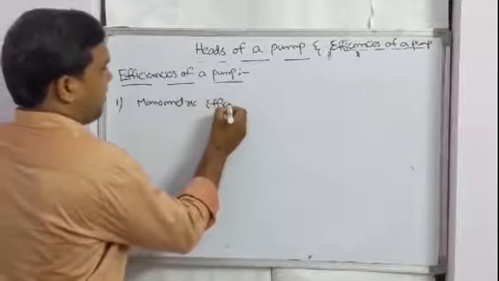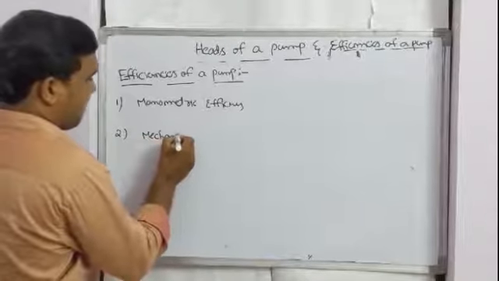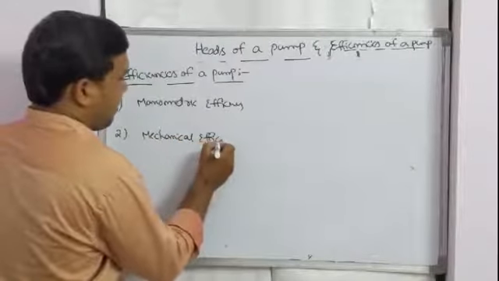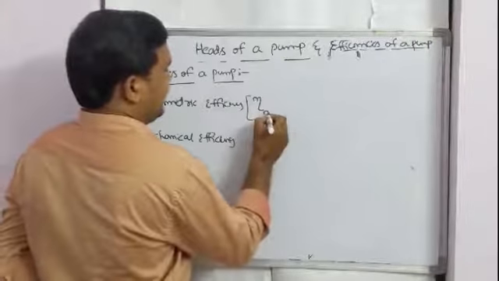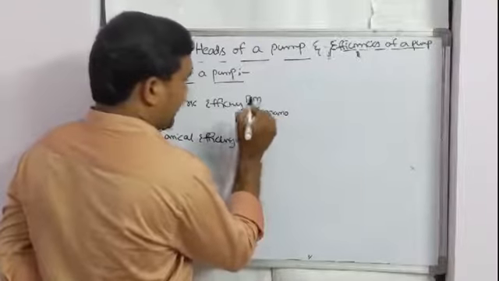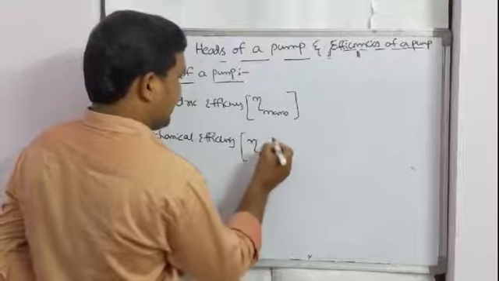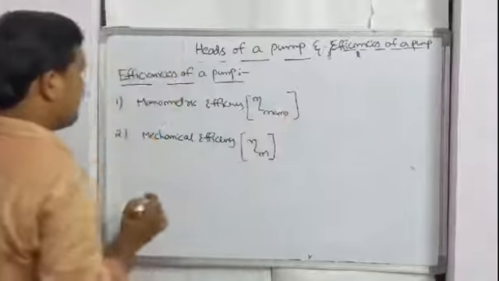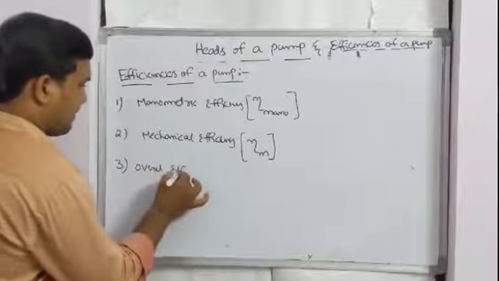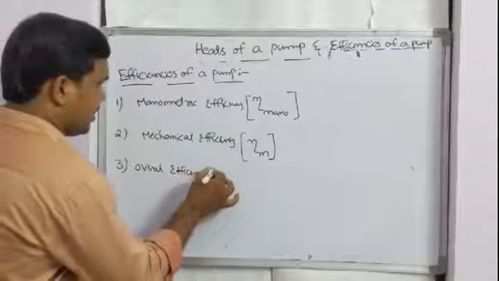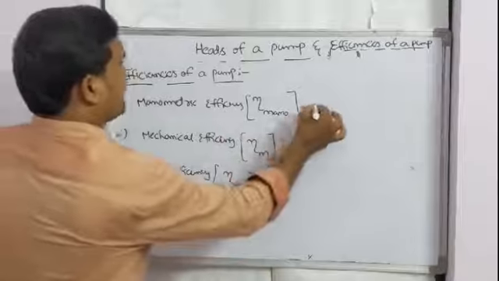Manometric efficiency, and the second one is mechanical efficiency. Efficiency symbol eta, so we can write eta mano. If you write only eta m, that should be the mechanical efficiency. Eta m is the mechanical efficiency, eta mano is the manometric efficiency, and the last one is the overall efficiency of a pump, that we call eta O.